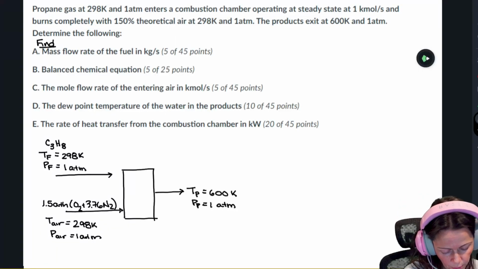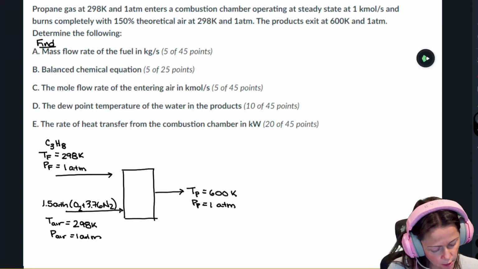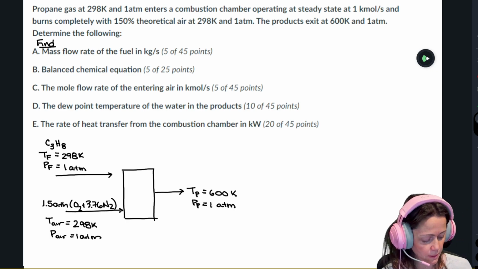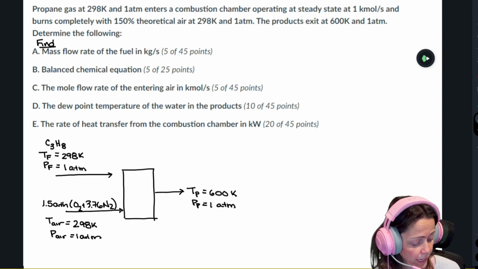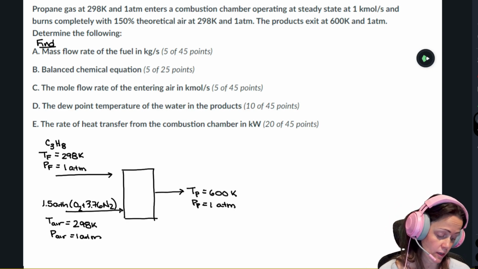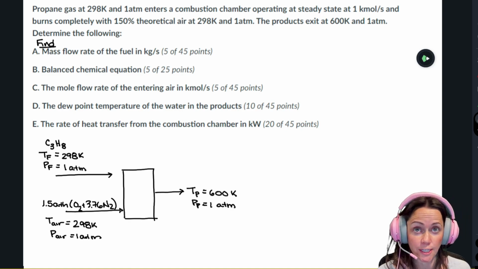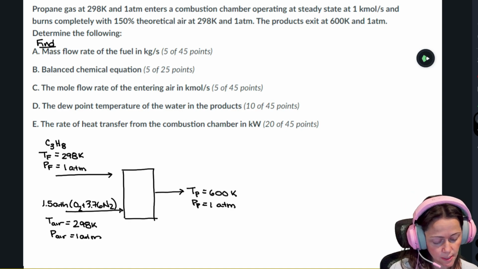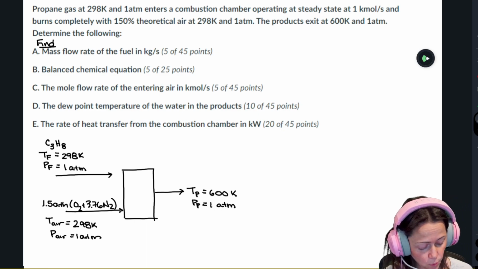All right, so we have propane gas at 298, 1 atm, coming in with 150% theoretical air. Also coming in at 298, and then everything exiting at 600 Kelvin. And we want to find a couple of things.